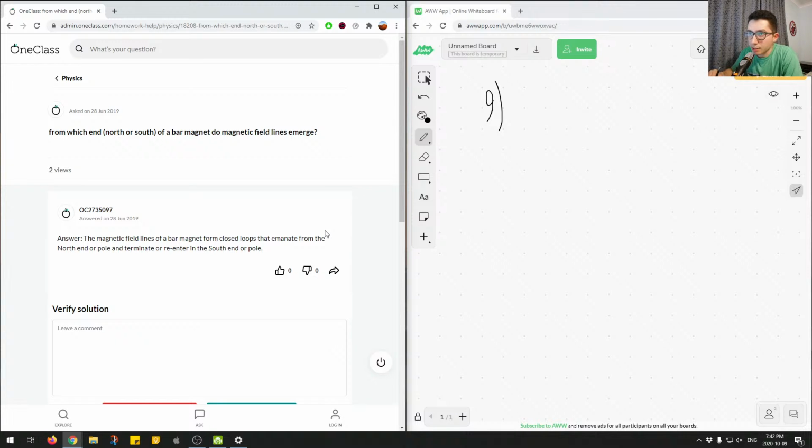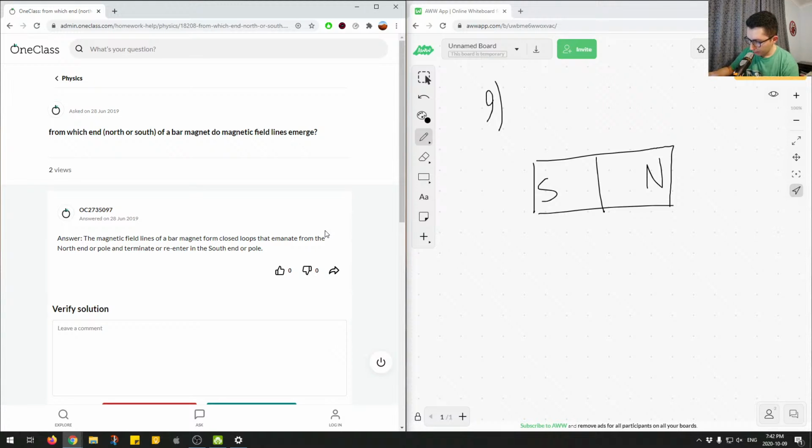It's asking for which end, north or south, of a bar magnet do magnetic field lines emerge. So you can just draw a standard bar magnet, something like this. We'll have a north end and we'll have a south end. So this is a matter of knowing does the direction of the magnetic field lines come from the south end or does it come from the north end, and how does it look?